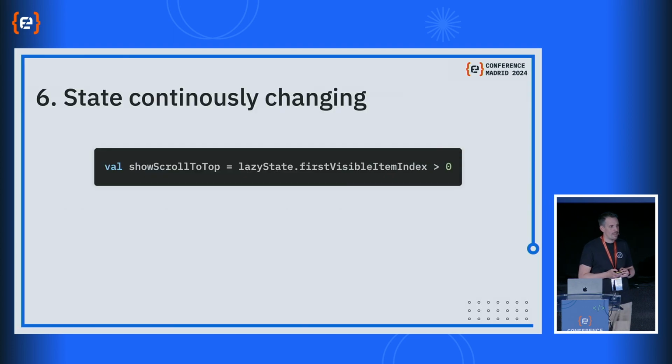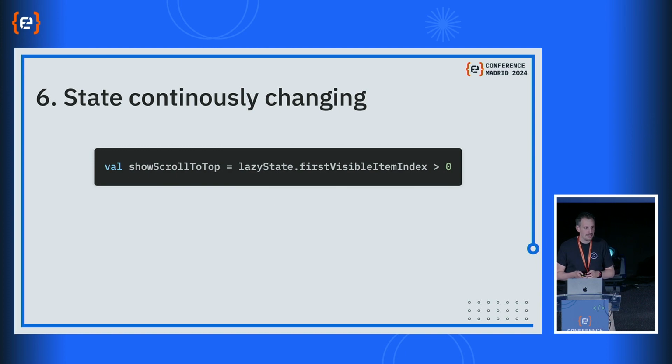Now, there's another one where the state is continually changing. For instance, if we calculate a state from another state that is changing all the time, in this case, the first visible item index, it changes every time we scroll in the lazy list. But on the other hand, the show scroll to top changes very few times, only when the first visible item moves from 0 to 1 or from 1 to 0. The composable that is using show scroll to top will need to recompose every time the first visible item index changes.